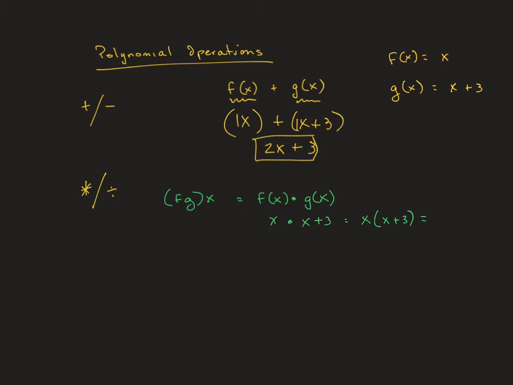I'm going to distribute the x outside into everything inside, and that's going to end up giving me x times x, which is going to be x to the second power, and that falls under my laws of exponents. When multiplying like bases, we add the exponents, and that is x to the first times x to the first, which gives me x to the second, plus 3 times x, which is going to give me 3x. And that is the answer: f times g of x is actually going to be x squared plus 3x.